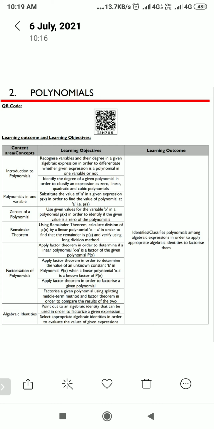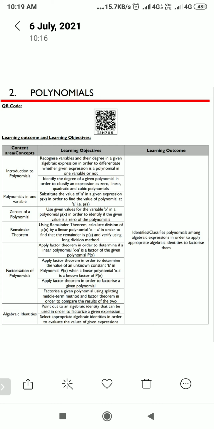After that, you have to apply the factor theorem in order to determine the value of an unknown constant k in polynomial p(x) when a linear polynomial x minus a is known as a factor of p(x). After that, you have to apply the factor theorem in order to factorize a given polynomial.